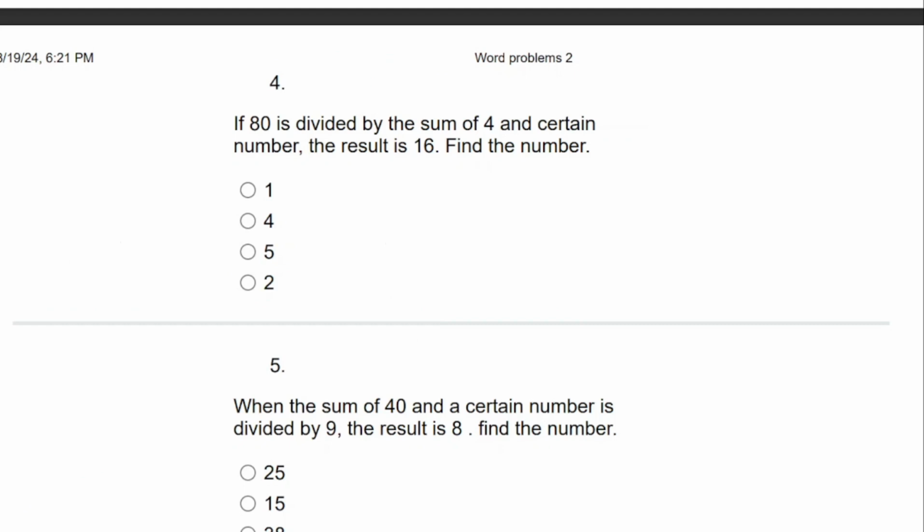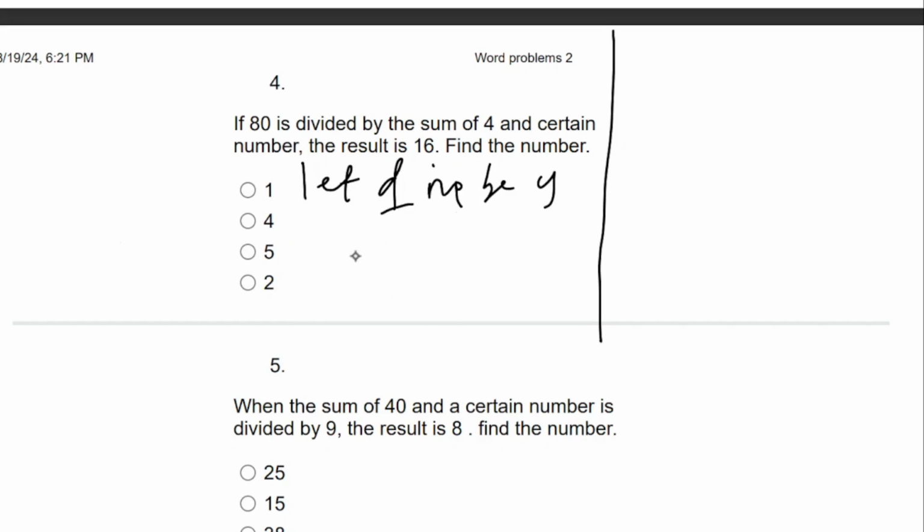All right, question 4 now. So if 80 is divided by the sum of 4 and a certain number, let the number be y. You have to be very careful with this type of question, right? Because 80 is divided by the sum of 4 and the certain number, that is y plus 4. And the result is 16.